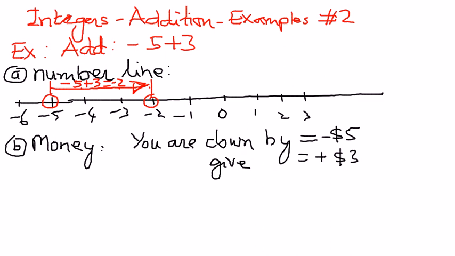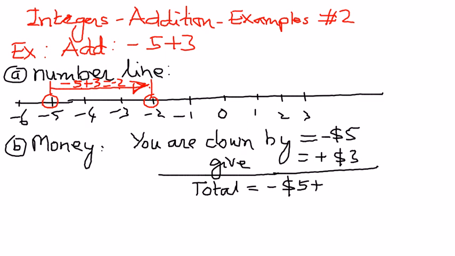So what is the amount you're down by? The total amount you owe your friend is going to be equal to negative $5 plus $3. So that is going to be equal to, you still owe your friend $2. So you're down by $2, or you owe your friend $2 more dollars. So that is another way of understanding how to simplify integers using these two methods.